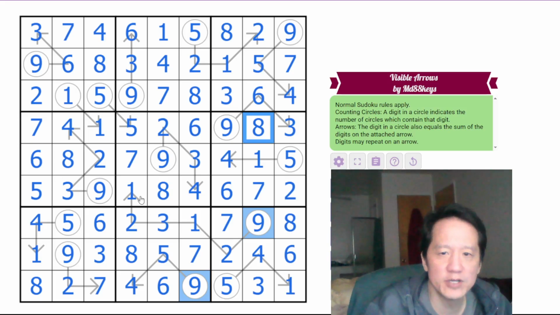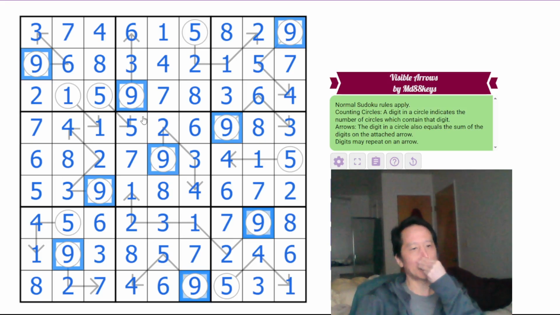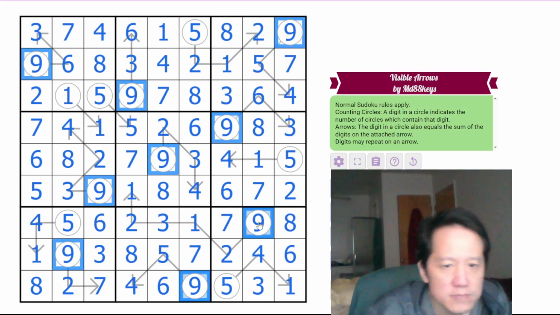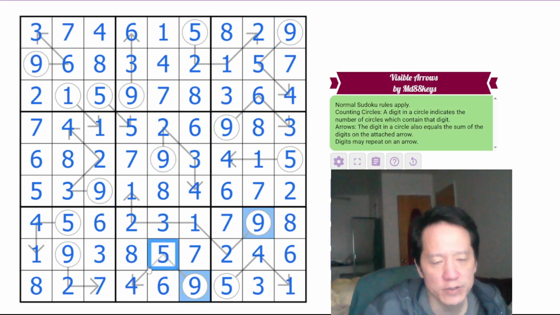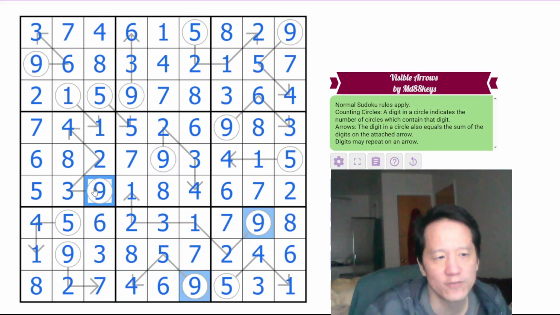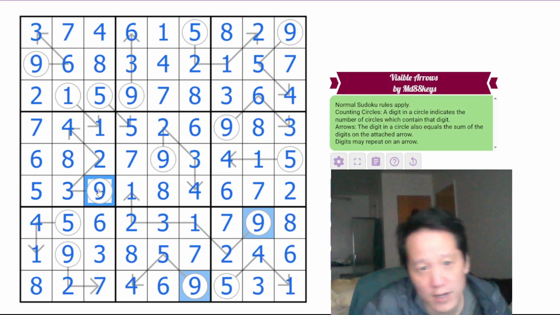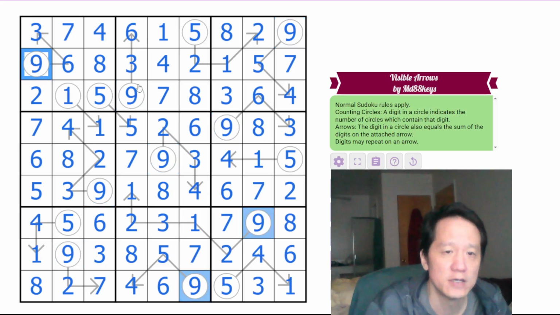Yeah, it's a nice combination of counting circles and arrows. I hope it made sense, the reasoning of how I came with the counting circles. It was really particularly this arrow, which allowed us to know that everything had to be 9. And therefore, since there are only 9 9s in the puzzle entirely, every 9 must be in a circle then.